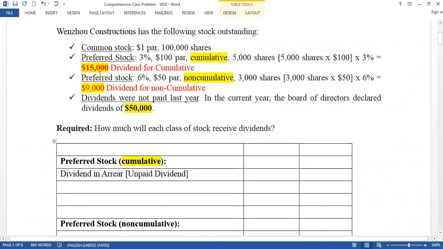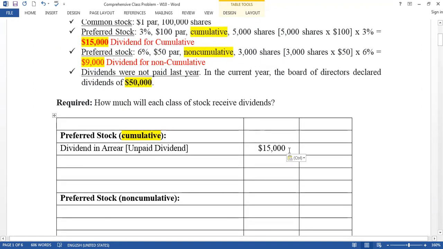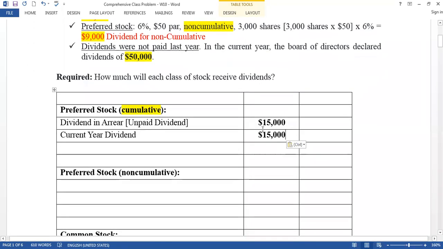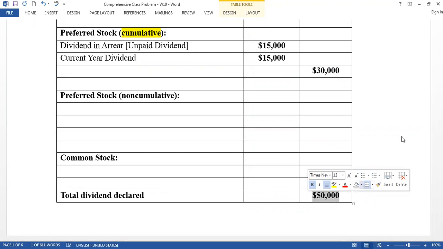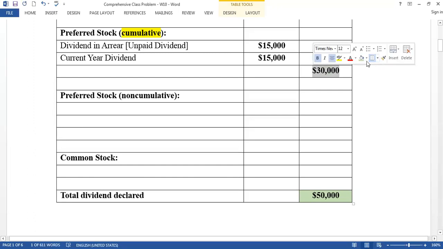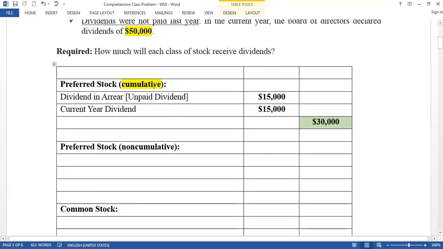Last year, they did not receive this money, so this is the money they are going to receive first. After that, they are going to receive the current year dividend, and the current year dividend is also $15,000. And in total, they are going to receive $30,000 dividend. So from the $50,000 total dividend, $30,000 goes to the cumulative preferred shareholder. They will receive the previous year unpaid dividend first, then the current year dividend.